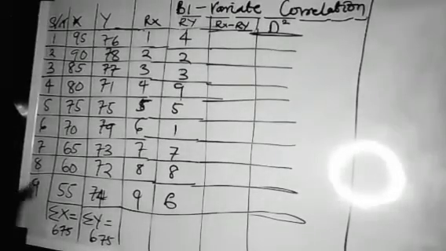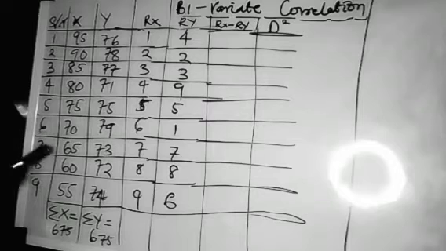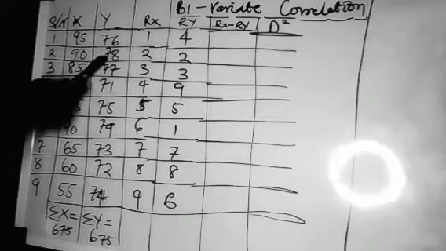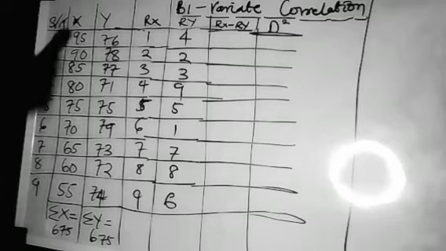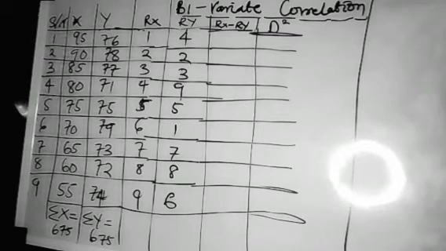Now, the first column here, we have the serial number, which has 9 items, 1, 2, 3, 4, 5, 6, 7, 8, 9. These are 9 students, 9 persons, and they are trying to check their performances in two variables, and see how they correlate, how the relationship between x and y can be determined.